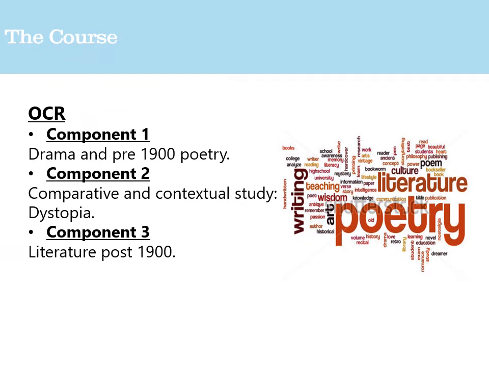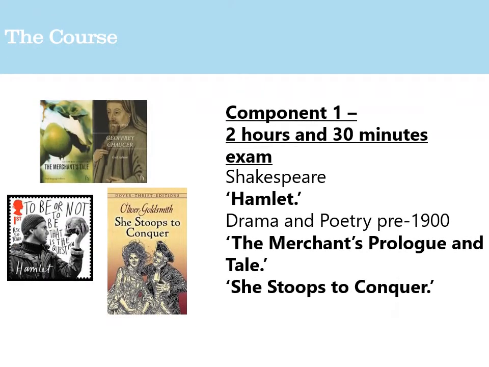So as I've just mentioned, this is the OCR specification that we follow. It comprises 3 different units, and what you should perhaps do is go onto the OCR website, have a look at the specification, print off a copy, and make sure that you've got it ready as part of your folders for September. So component 1 is a 2.5 hour exam, and as part of that you'll look at 3 different texts.